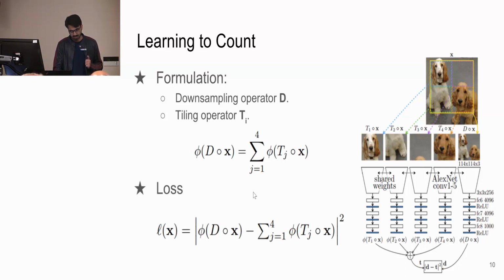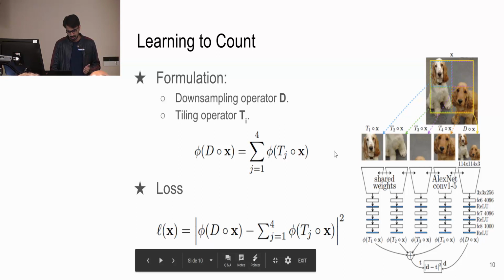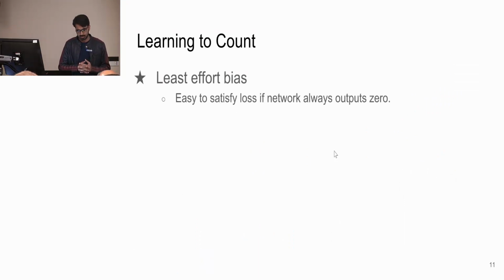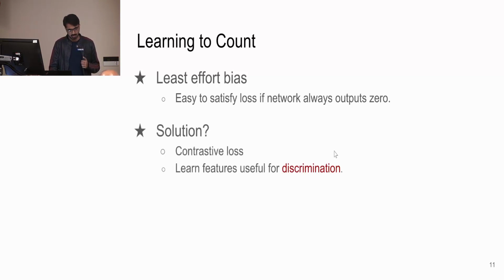So this constraint gives us a simple loss function, and they try to optimize this loss function. There is a problem with this loss function: it's very easy for the network to learn to output 0 for every input. This problem is called least effort bias. To avoid this problem, we can use a contrastive loss.